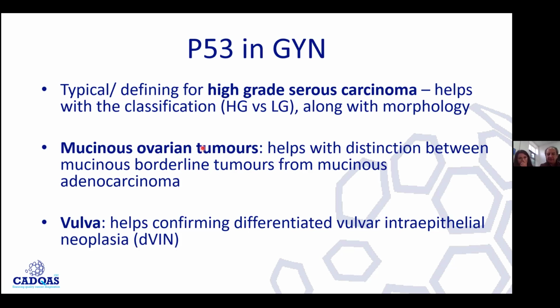Now, I put a slide for P53 and GYN, and I think this is interesting from a diagnostic perspective as well. The first big fuss was in high-grade serous carcinoma, which basically is defining for high-grade versus low-grade. We know there are different molecular pathways. Low-grade is KRAS, BRAF mutations. High-grade is P53. This is a very important point in mucinous ovarian tumors, because the growth pattern is very expansile. It helps to tilt the balance from mucinous borderline tumor to adenocarcinomas.